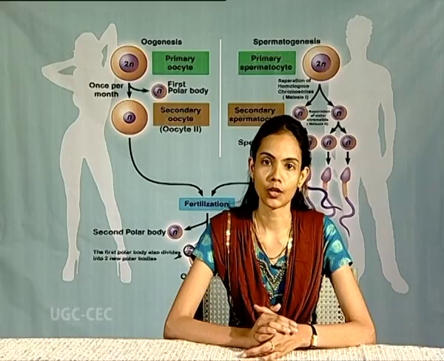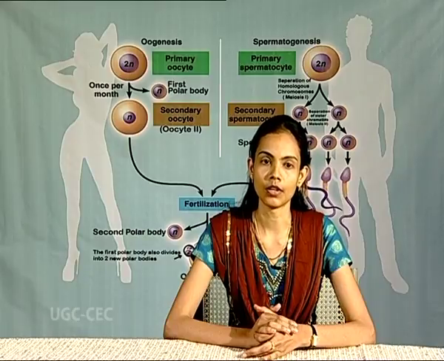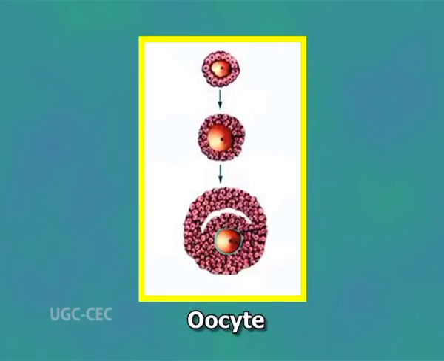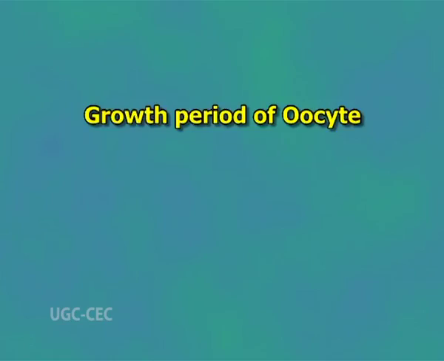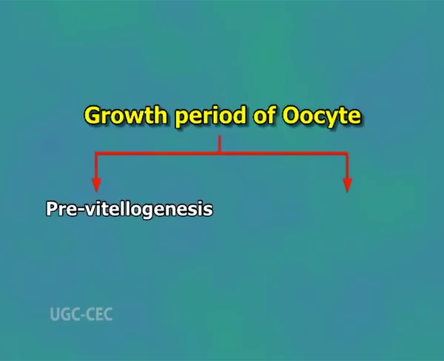Growth phase. The growth phase plays a bigger role in oogenesis compared to spermatogenesis. During oogenesis, the first mitotic division starts and synthetic activity in nucleus and cytoplasm is carried out. Due to this activity, the oocyte increases greatly in volume and size. The growth period of oocyte is divided into pre-vitellogenesis and vitellogenesis.